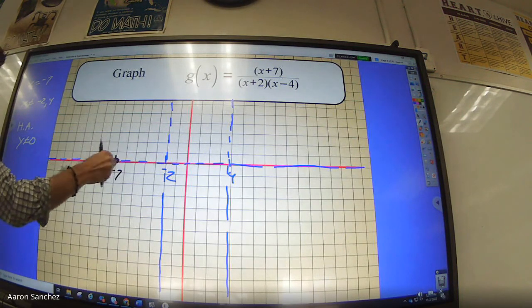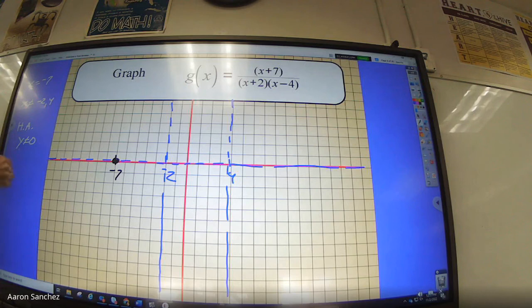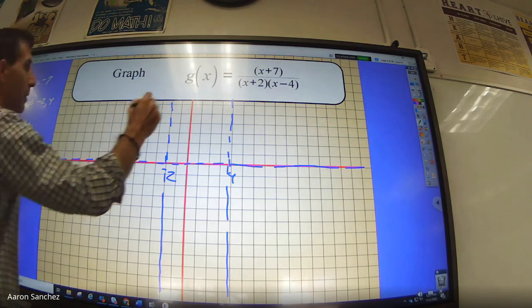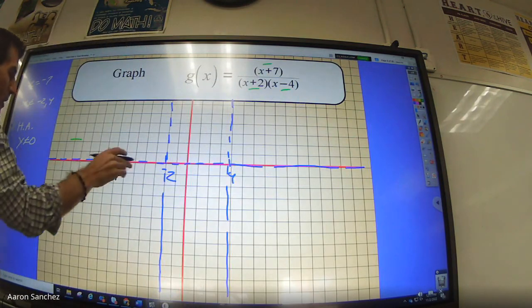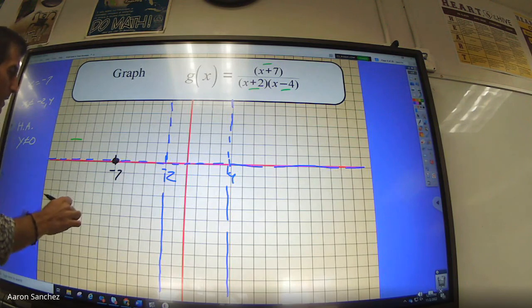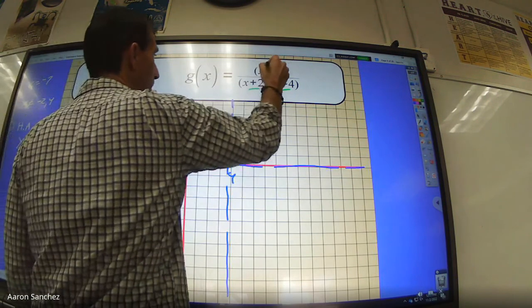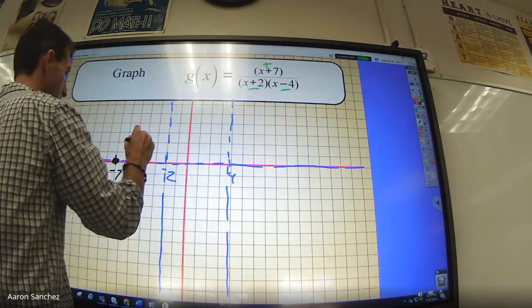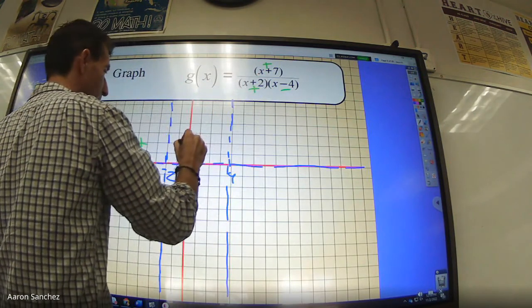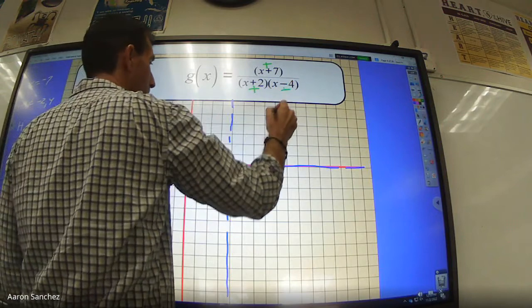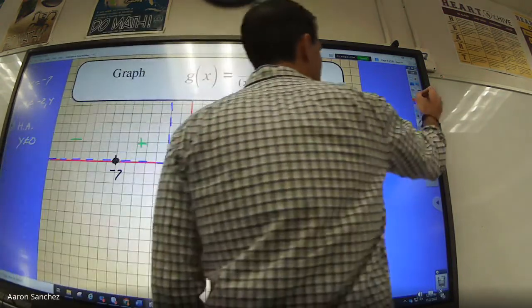Well, this is still considered an end, right? To infinity. Let's see. We got negative 7, negative a million. I got negative, negative, negative. I got a negative. Between here and here, negative 5. I got positive, negative, negative. I got a positive. I got 0. I got a positive, positive, negative. I got negative. I got a million, all positive, positive.